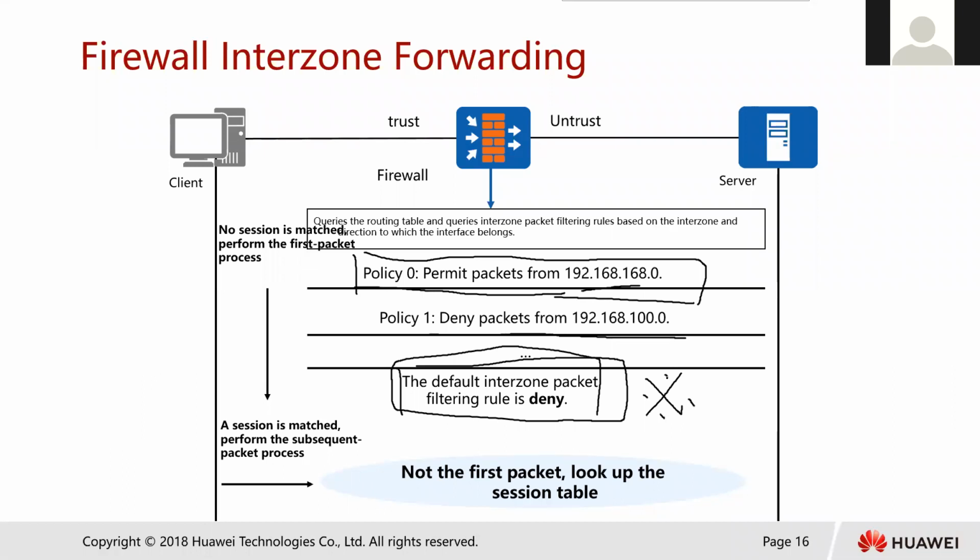The default security policy: if all the security policies are not matched, the flow will match the default security policy. The default security policy's action is deny. So to repeat it again: if all the security policies don't match the flow, it will match the default policy. This is by default, you don't need to configure it. The default security policy's action is deny. This is a very important one.